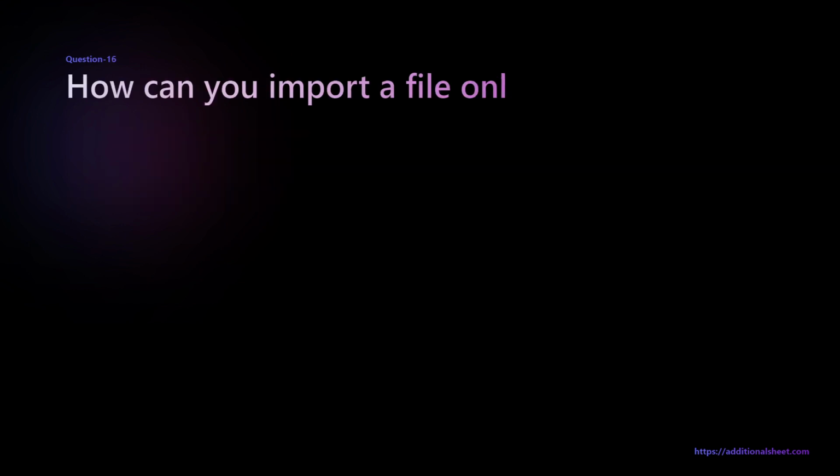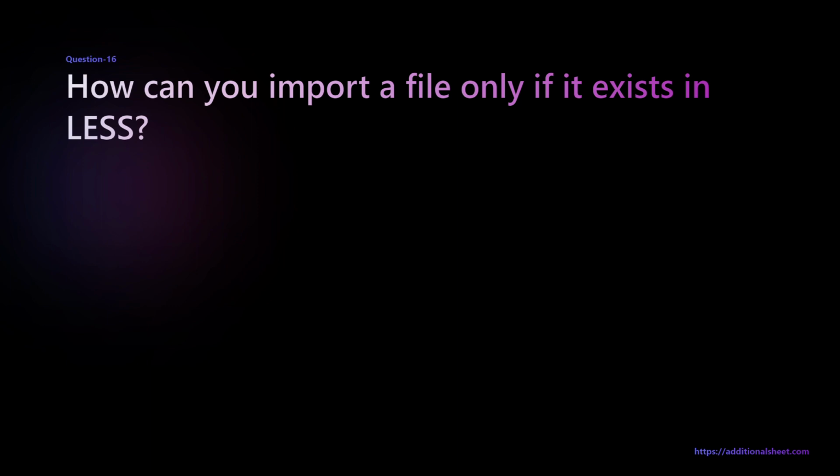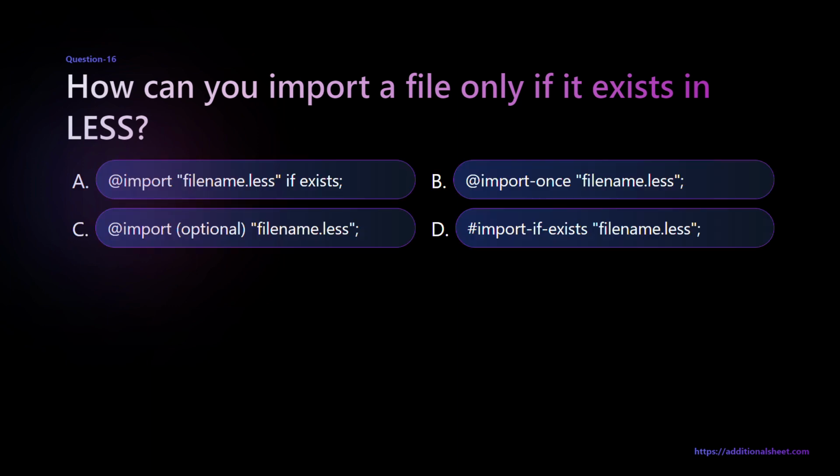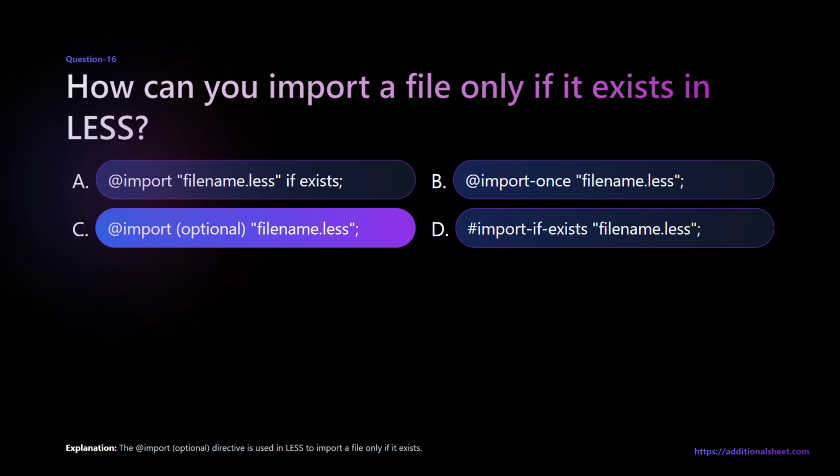How can you import a file only if it exists in LESS? Option A, @import "filename.less" if exists. Option B, @import (once) "filename.less". Option C, @import (optional) "filename.less". Option D, #import if exists "filename.less". The correct answer is option C, @import (optional) "filename.less".